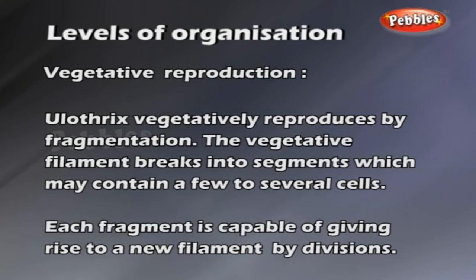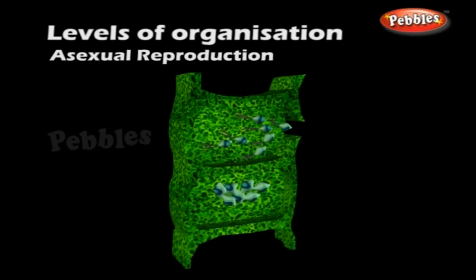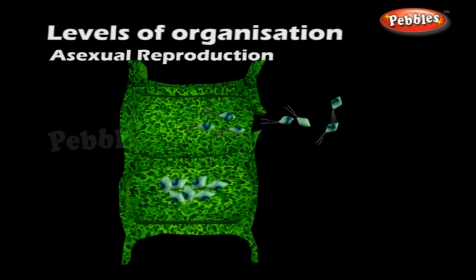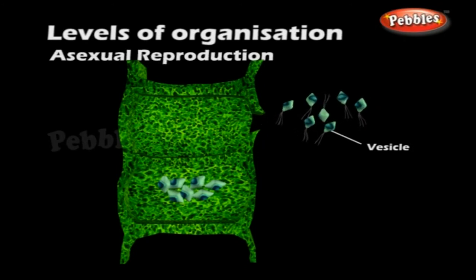Asexual reproduction. Ulothrix reproduces asexually by spores called zoospores. The protoplast recedes from the cell wall and undergoes division to form many daughter protoplasts. Each protoplast metamorphoses into a zoospore. The zoospores then escape into a thin vesicle through a pore on the lateral wall. When the vesicle disintegrates, the zoospores are set free.